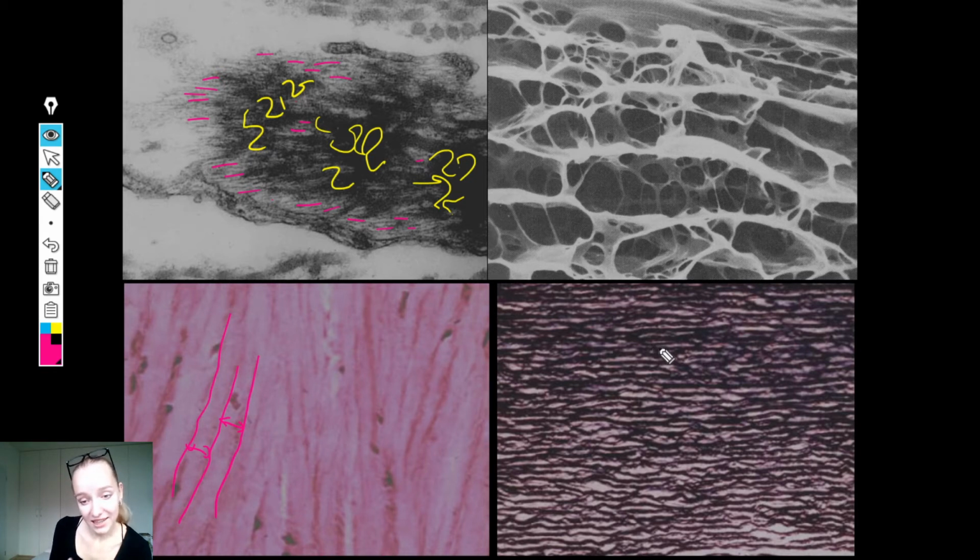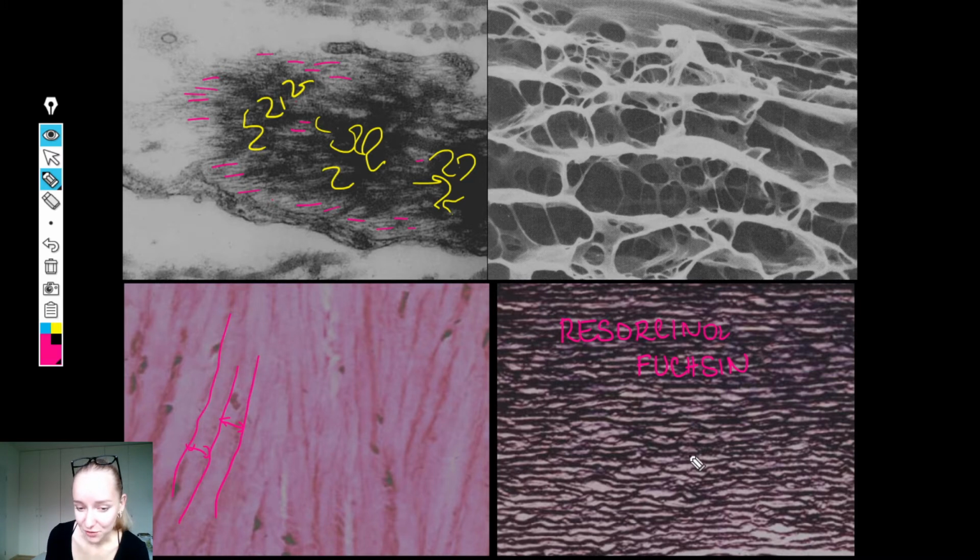But we can stain them with special staining. This is a picture from light microscopy, and you can see here we have elastic fibers which are black. They are stained with a staining called resorcinol. I think that's the right name for the staining, probably resorcinol fuchsine.